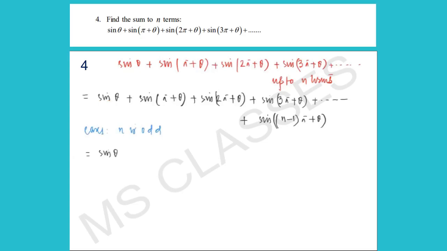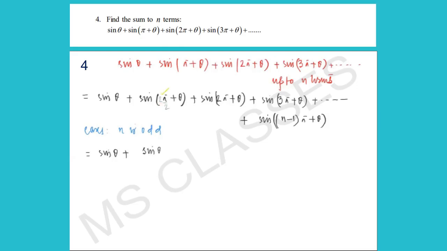Next one, it is sin(pi plus theta). Now, what is the meaning of sin(pi plus theta)? It is actually 2 into pi by 2 plus theta. Now, 2 means sin will remain as sin only. So, what we get is sin theta.